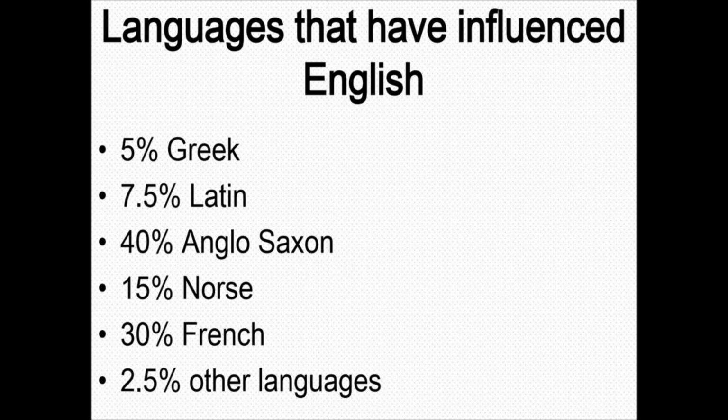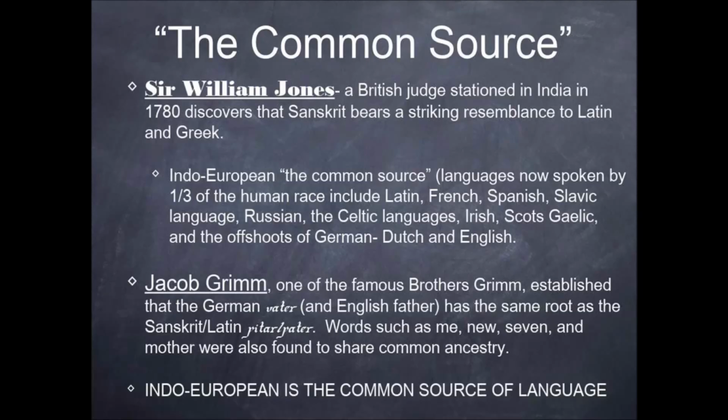Through this diagram, we can clearly see how many languages have influenced the English language of today. Through this diagram, we can detect that 5% Greek, 7.5% Latin, 40% Anglo-Saxon words, 15% Norse, 30% French words, and 2.5% words from other languages have contributed to the making of the present English language.